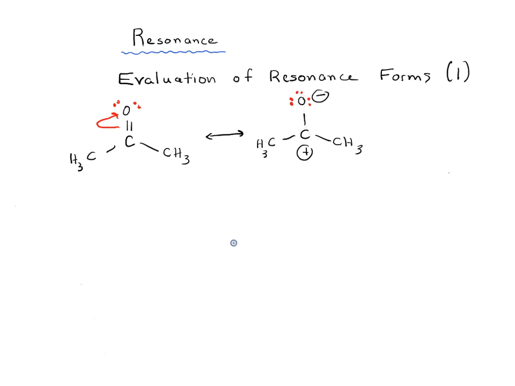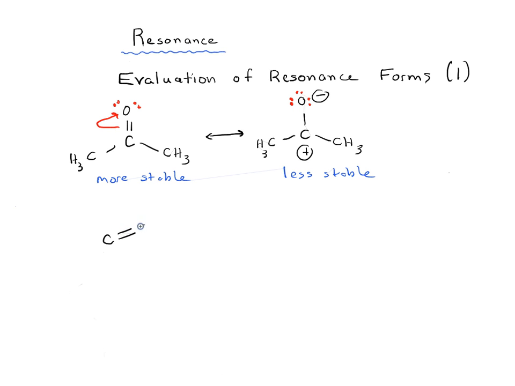And a good rule of thumb in organic chemistry and chemistry in general is you want to minimize charges. The lower the charge density, the more stable a molecule is. So the less concentrated charge is, the more stable. So by that token, the resonance form on the left is going to be more stable, and the one on the right is going to be less stable. Okay, so let's look at a slightly different example.